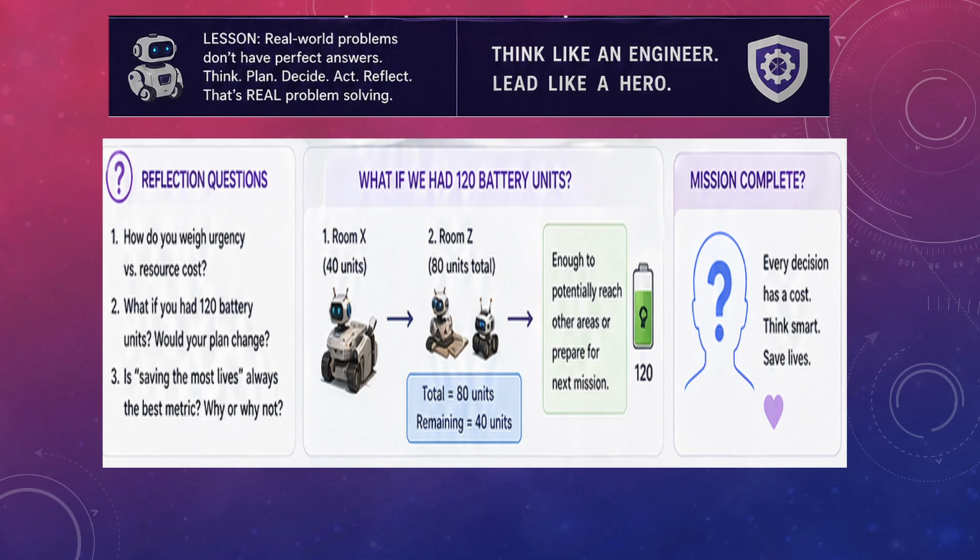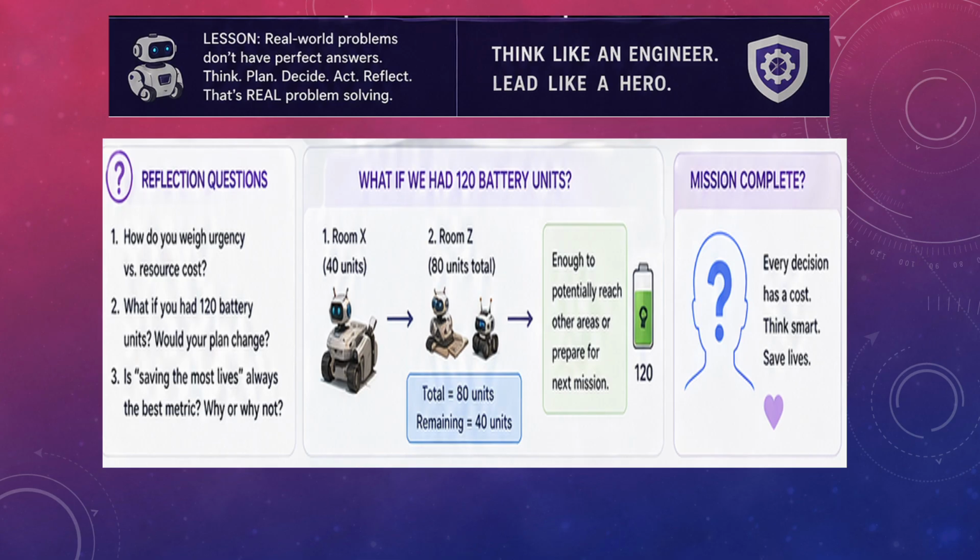The moral of the story is that real world problems don't have a perfect answer. We have to think properly, plan accordingly, and decide. Once the decision is taken, we have to lead and act. Once the action is done, we have to reflect on it. Could things have been done better? If yes, we can take learnings for the future. That's real problem solving, and that is how we have to think like an engineer and lead like a hero.